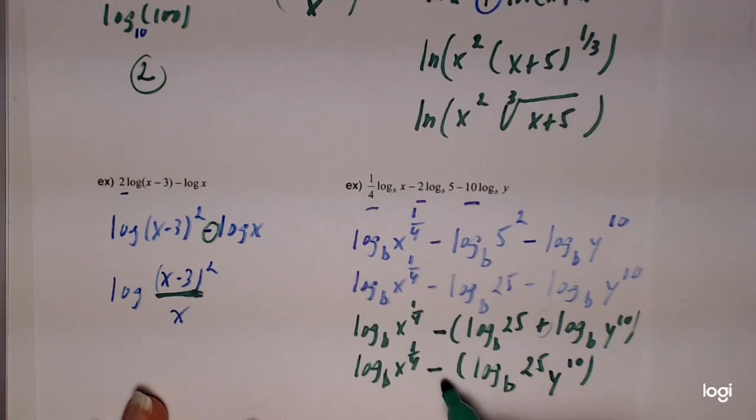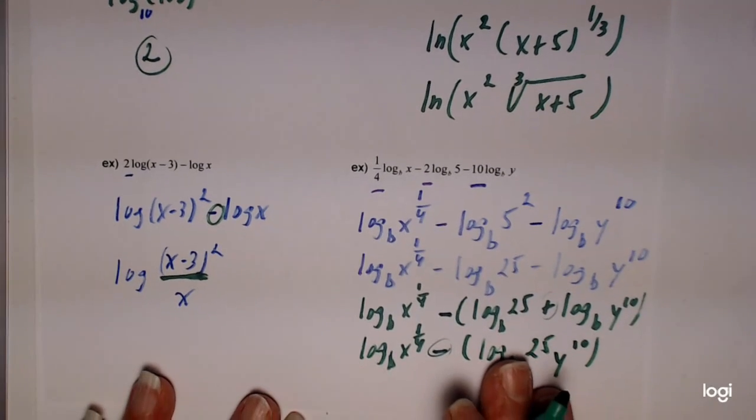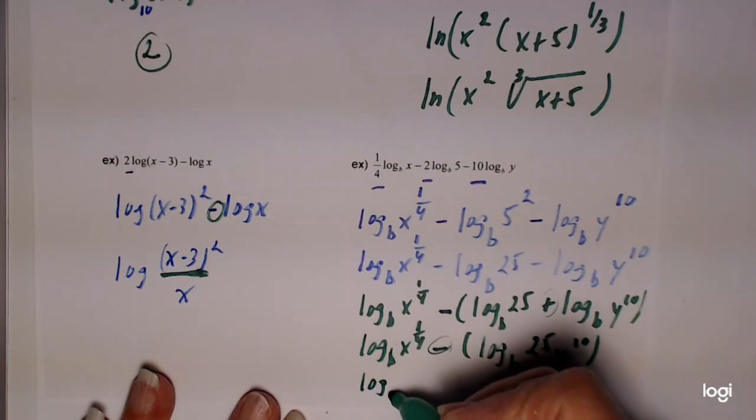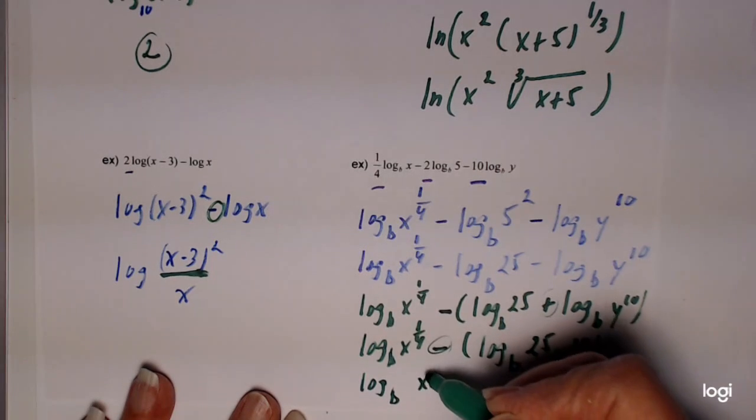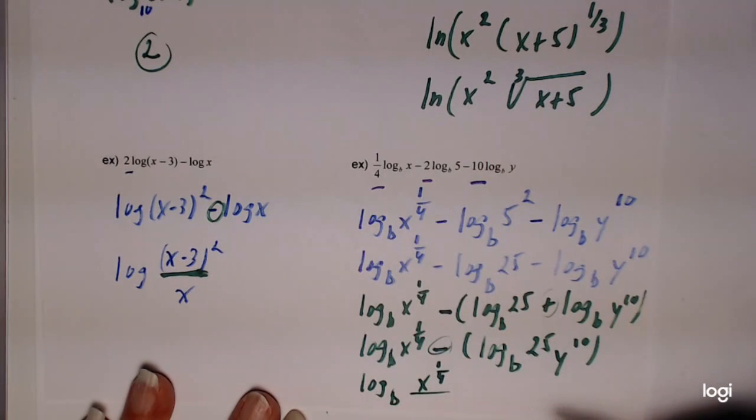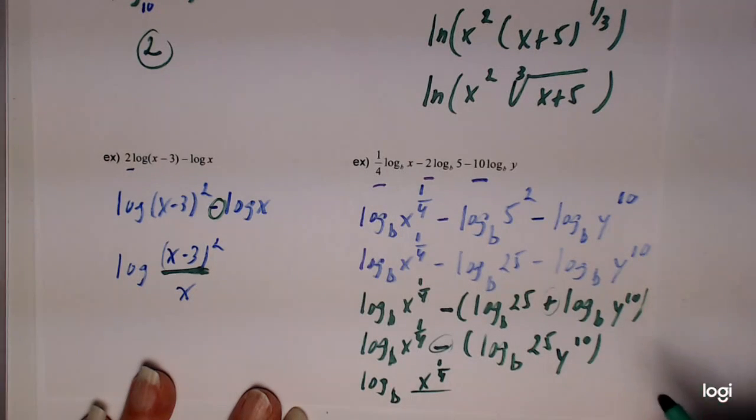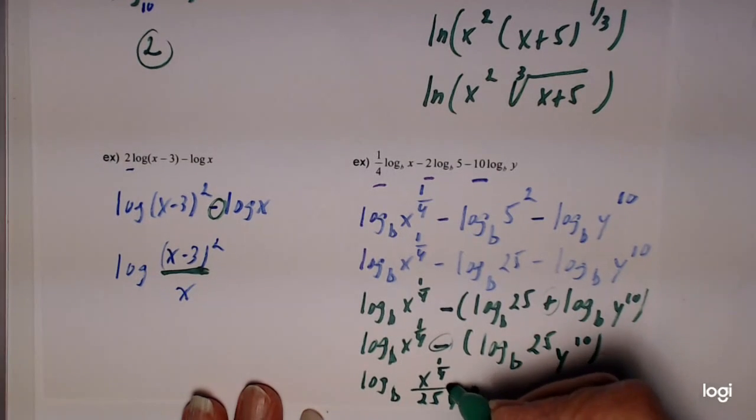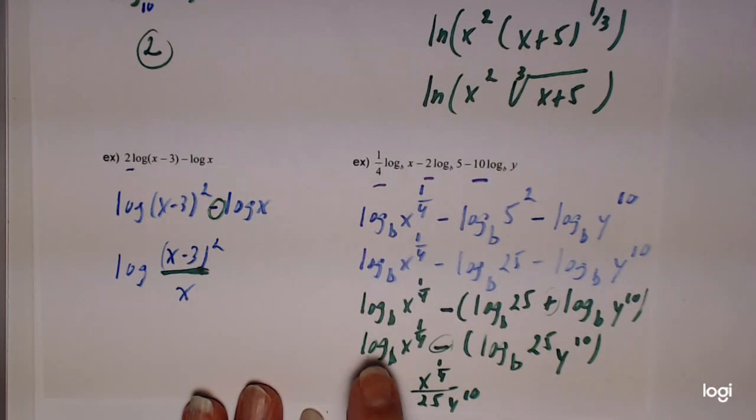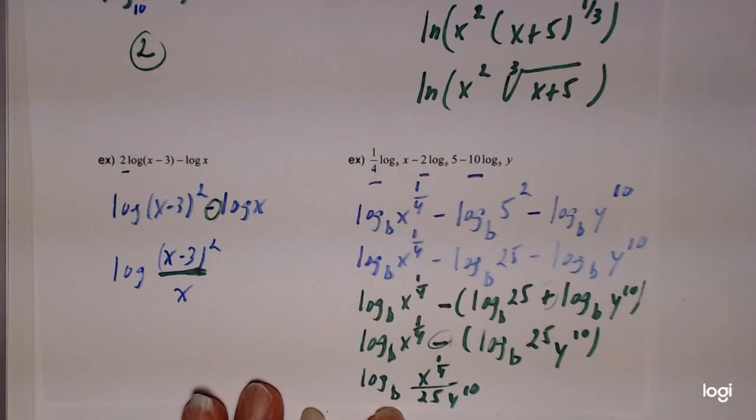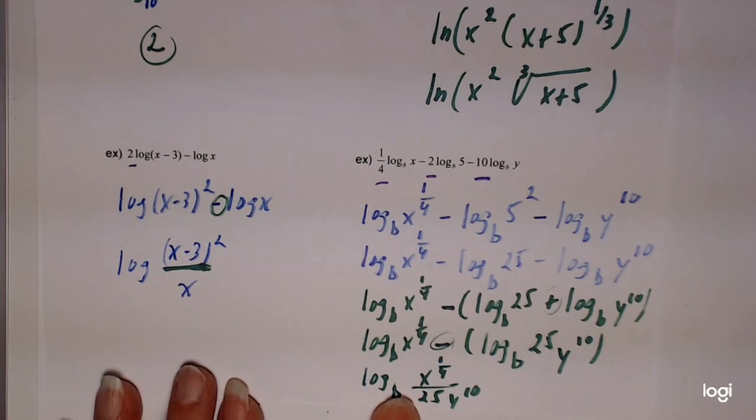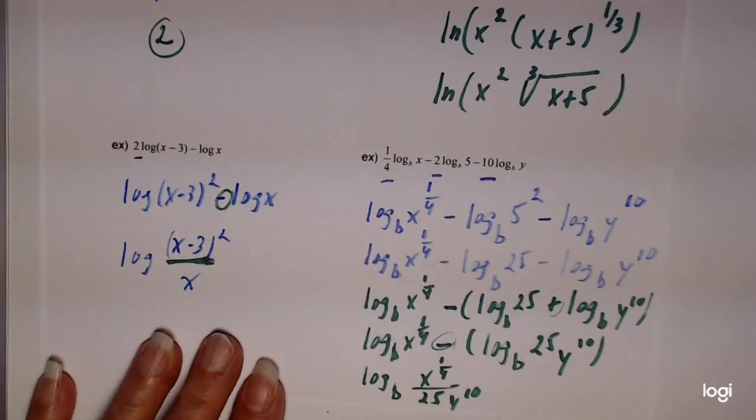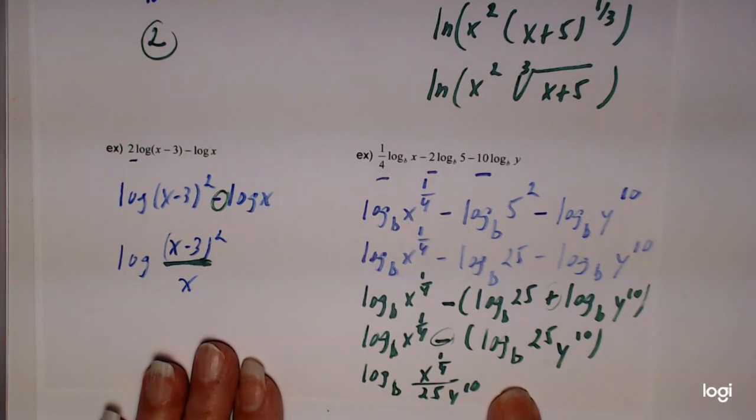Now, this subtraction says to have a division. We're going to have a fraction. So we have log base b, and now the x to the 1/4 is in the numerator, and in our denominator is this 25y to the 10. So notice we went from 2 log statements. Now we're down to 1. When we put things together using multiplication or division, every time we do that, we jettison or throw away a log statement.